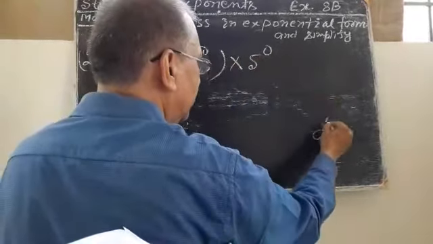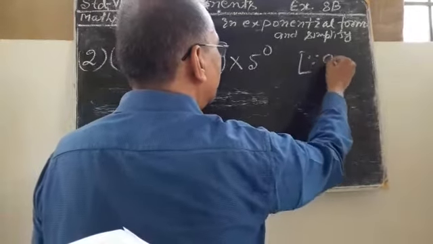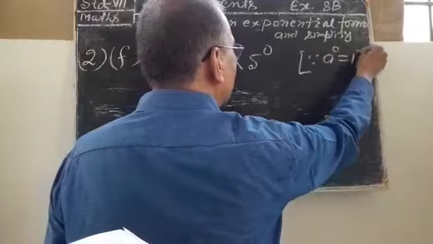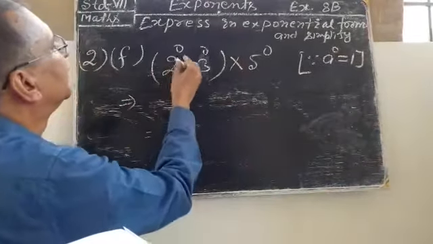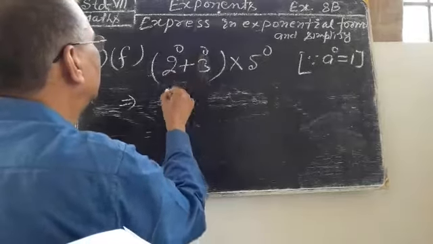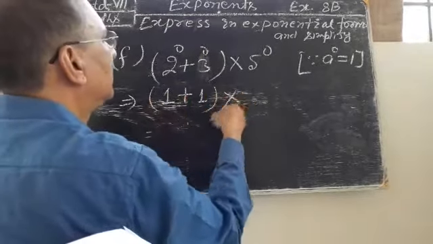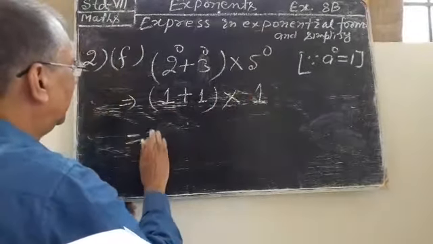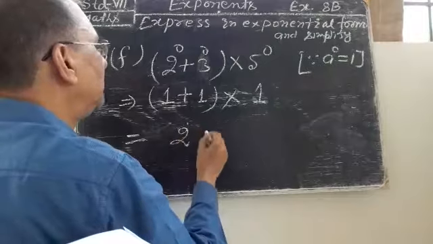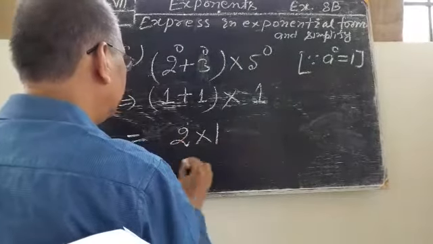We have learned that a power 0 is equal to 1. Here you can write, since a power 0 is equal to 1, thus 2 power 0 is equal to 1, 3 power 0 is equal to 1, multiplied by 5 power 0 is equal to 1. Adding 1 and 1 is equal to 2, multiplied by 1 is equal to 2.